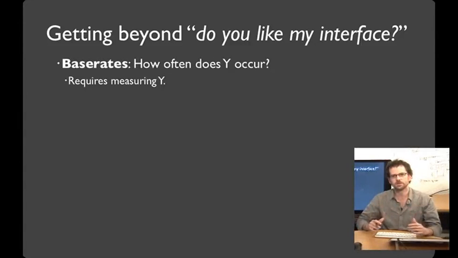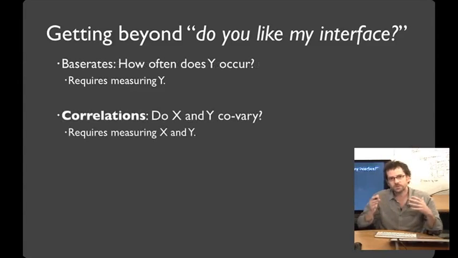So how can we get beyond, do you like my interface? One of the ways that we can start out is by asking a base rate question, like, what fraction of people click on the first link in a search results page? Or what fraction of students come to class? Once we start to measure correlations, things get even more interesting, like, is there a relationship between the time of day a class is offered and how many students attend it? Or is there a relationship between the order of a search result and the click-through rate?